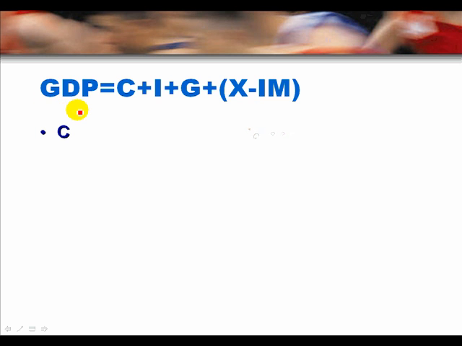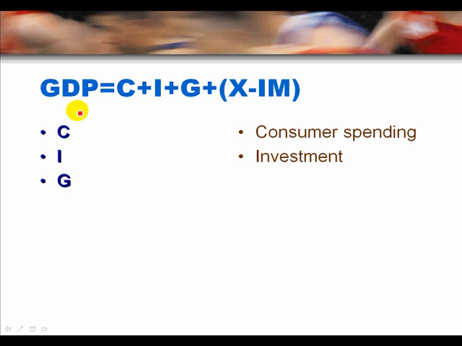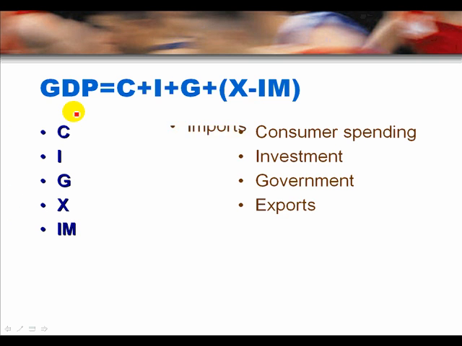So putting all those components together, we come up with this formula right here for what is the GDP. The C stands for consumer spending. I stands for investment or business spending. G stands for government spending. The X stands for foreigners spending on your goods and services, or export. Import is you spending money on foreign made goods, which is an import. Putting all those together, you come up with this formula.